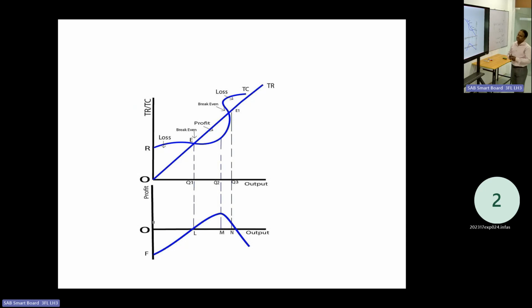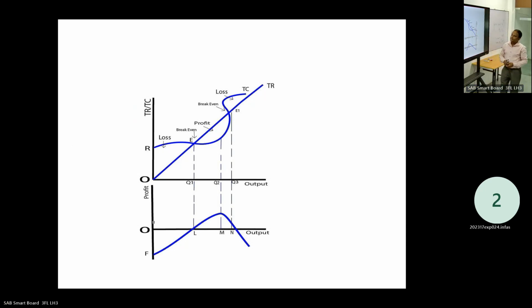Now, initially we have a loss, because the cost is higher than the revenue. This is the profit function, based on this. So initially we have a loss from 0 to Q1 level, which means loss making, negative profits, because total cost is higher than total revenue. Here the loss is maximized at this point somewhere here.